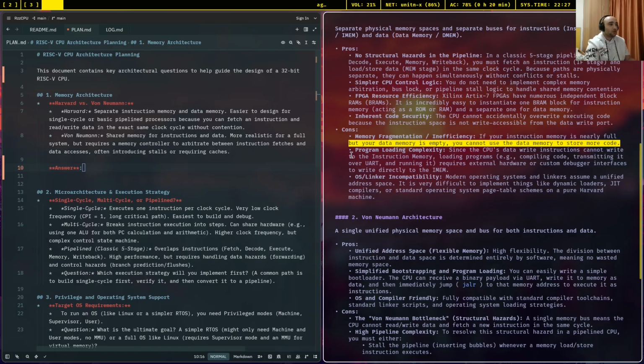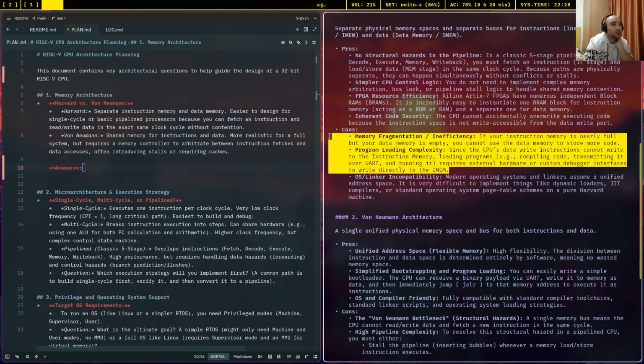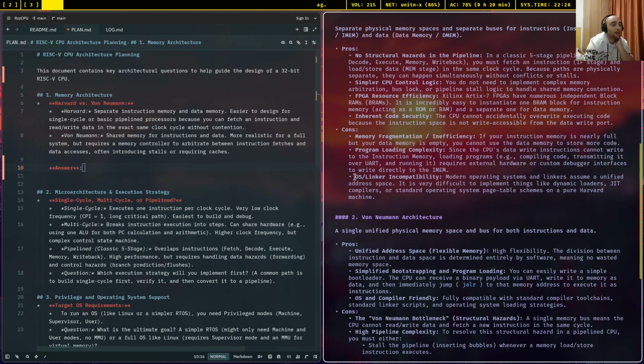Of course, program loading complexity. Since the CPU's data write instructions cannot write to the instruction memory, loading programs requires external hardware. Ah, yeah, true, because we don't have any other memory anyway.